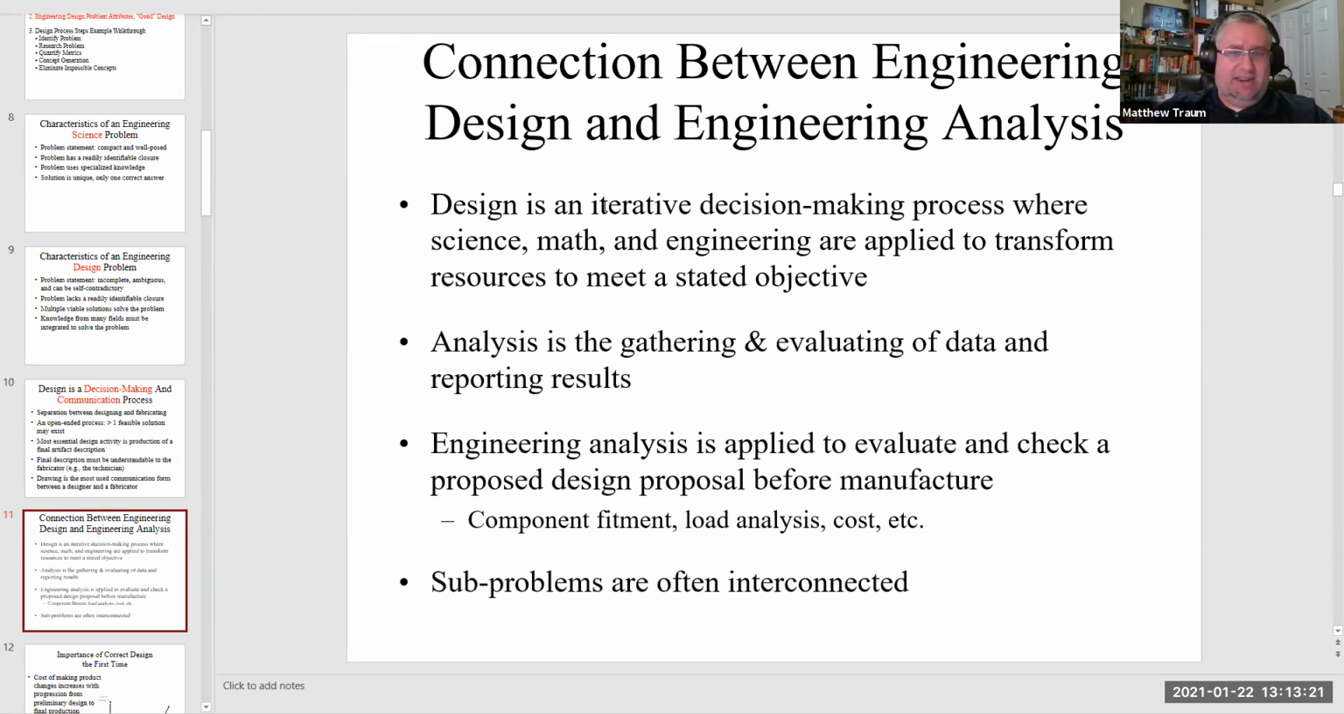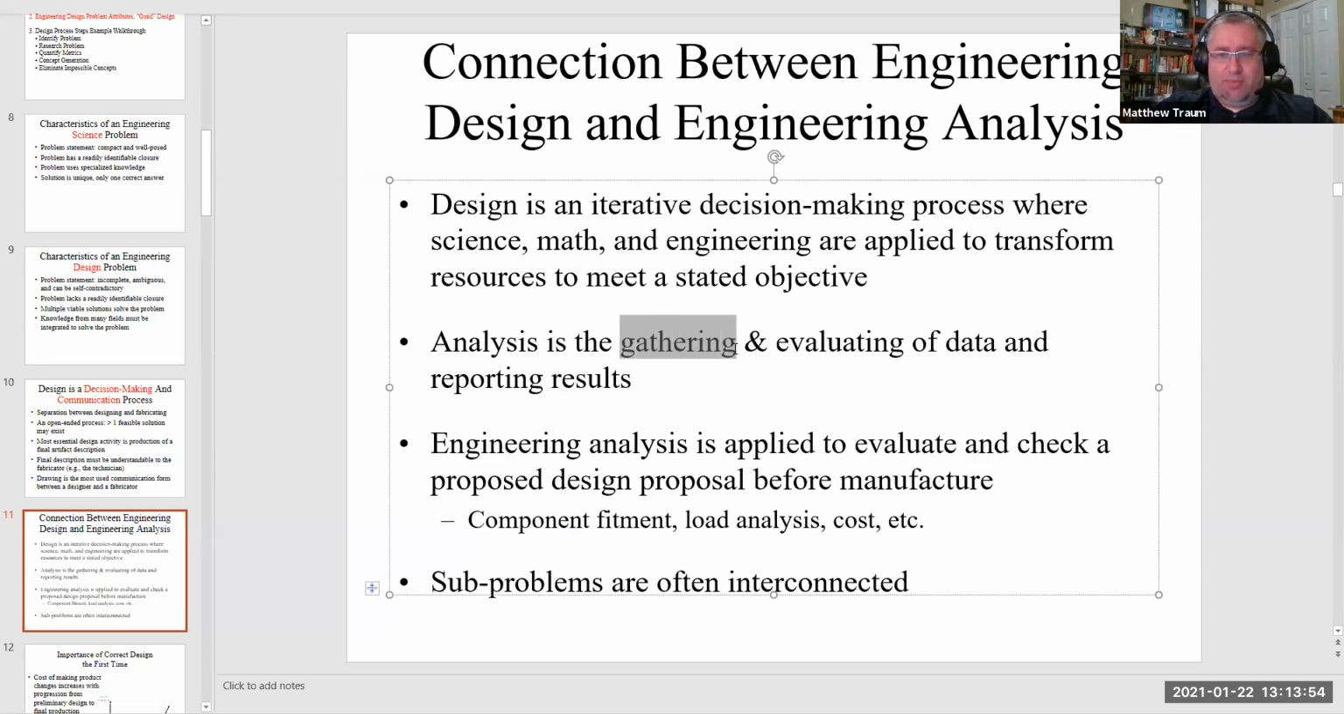So design is an iterative decision making process where you're going to be synthesizing science, math, and engineering, and then sometimes biology, economics, social science, into the transformation of resources from raw materials into the final artifacts that meet the stated objective. And to do that, you guys are going to have to perform engineering analysis, which consists of two pieces. So one is gathering data, and the other one is evaluating and synthesizing data into results.